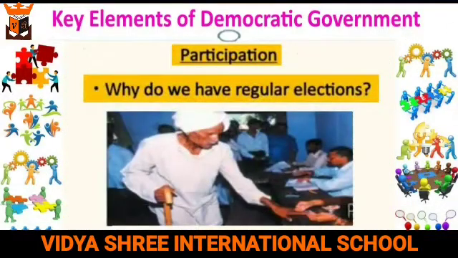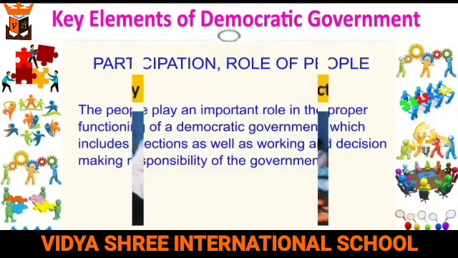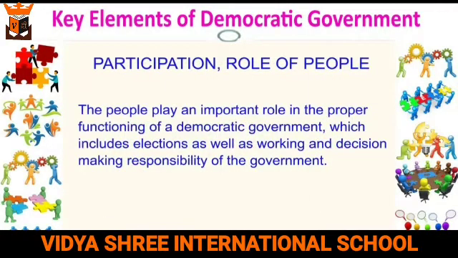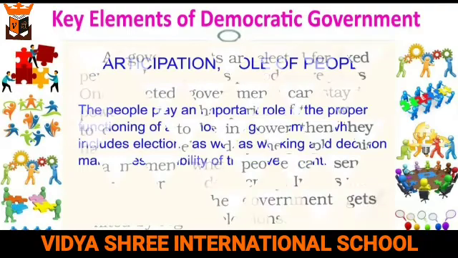Participation. Why do we have regular elections? You have already read in the previous chapter that people make the decisions in a democracy. Through voting in elections, people elect leaders to represent them. These representatives take decisions on behalf of the people. In doing so, it is assumed that they will keep in mind the voices and the interests of the people.